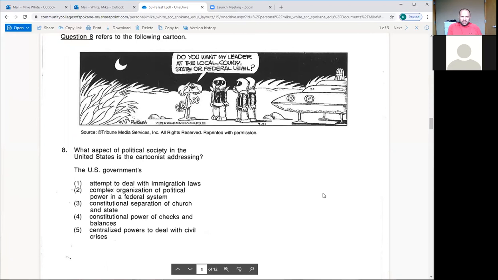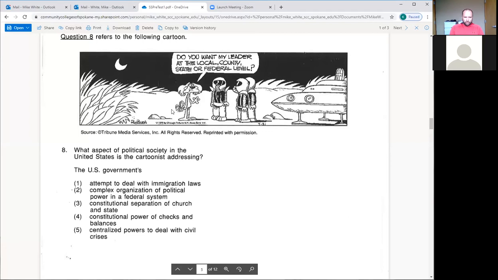And the lion or the animal on the left is saying, do you want my leader at the local, county, state, or federal level? So kind of a play off of the old alien, take me to your leader thing. So the lion's implying, well, I don't know, what leader do you want me to take you to? Do you want me to take you to the local leader, the county leader, the state leader, or the federal leader, or the national nation?